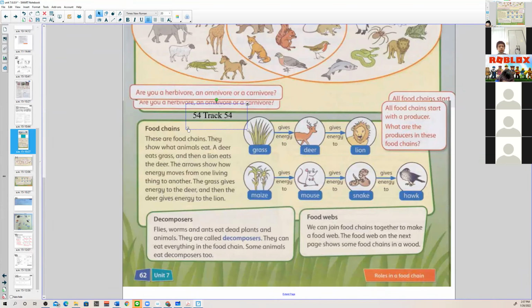All food chains start with a producer. What are the producers in these food chains? Can you tell what the producers are in this food chain? It is grass and maize, right? The producers are plants.